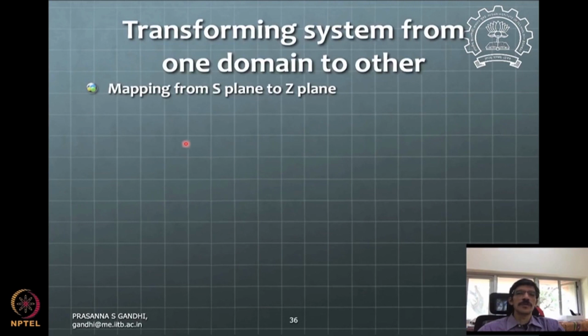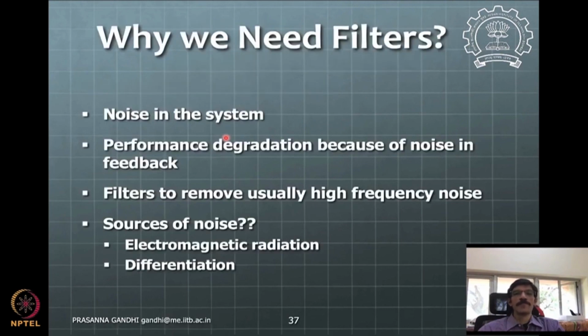So this is what we are talking about: mapping from the S plane to the Z plane. We saw that in terms of poles, it is z equals e to the power sT. That is the mapping from the S to the Z plane.